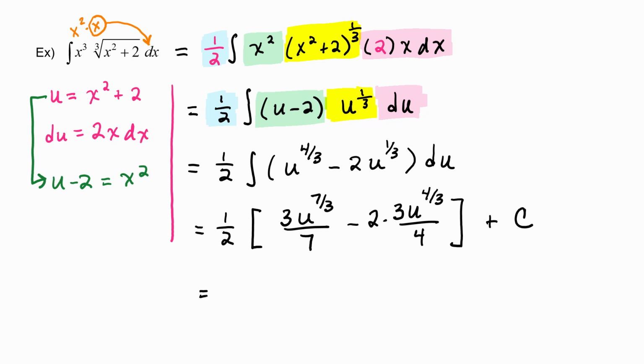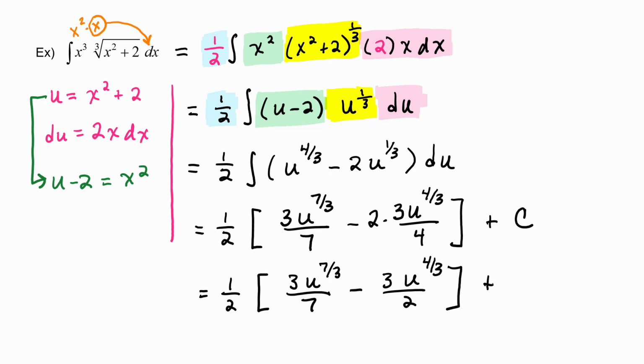So now we have 1/2 times the quantity 3u to the 7/3 over 7 minus 3u to the 4/3 over 2, because the 2 goes into the 4 twice, plus c.